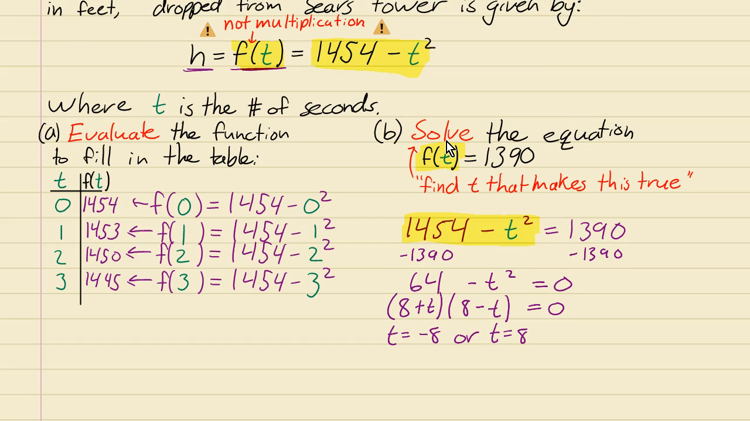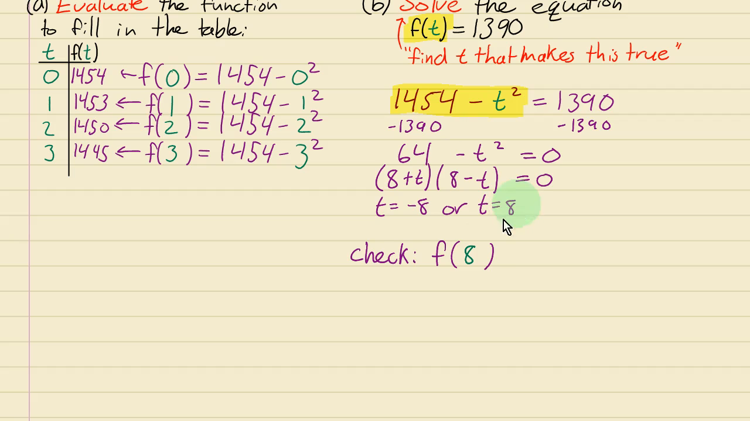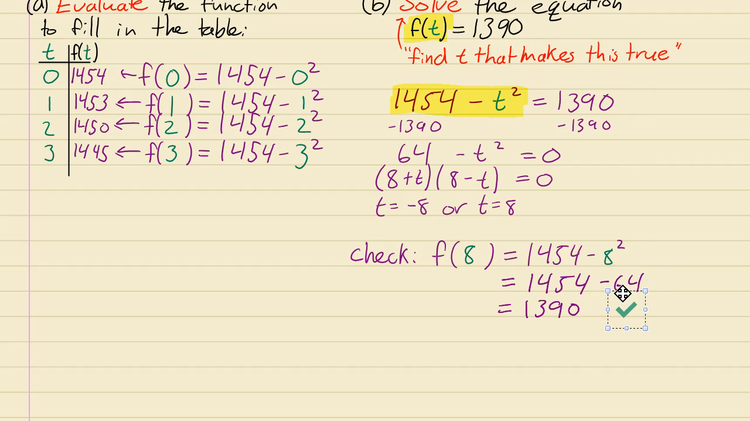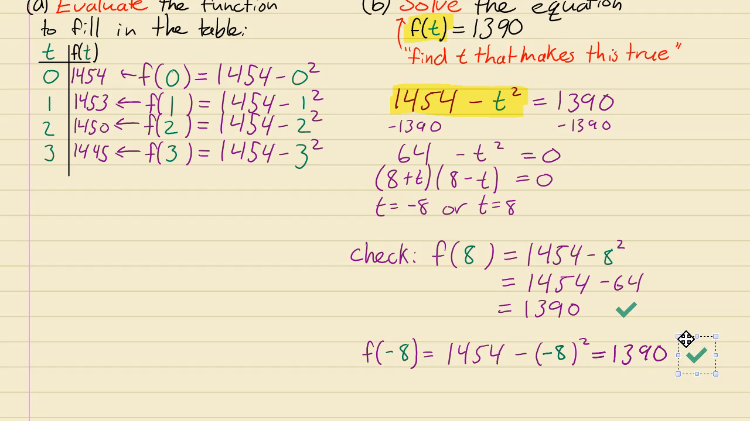And we can check it like so. Plug in that for t and make sure that we get 1390. The formula says that f of 8 should be 1454 minus 8 squared, so that will become 1390 after you do 1454 minus 64. Okay, so we got that, and the same thing's going to happen with negative 8, because negative 8 squared is still positive 64, and that also gives you 1390. So it sounds like we got an answer here. These are values of t that make the output 1390.